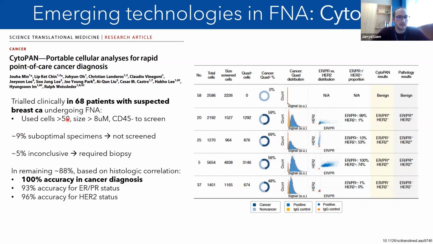suspected breast carcinomas. Their cutoffs, they had to have more than 50 cells. The cells had to be more than 8 micrometers, and they used CD45 to screen out lymphocytes and other cells. There was about 9% that was suboptimal, 5% that were inconclusive, but in the remaining, based on histologic correlation, there was a 100% accuracy in cancer diagnosis, 93% accuracy in ER/PR status, and 96% accuracy in HER2 status.